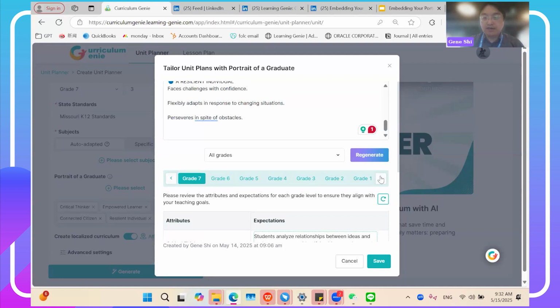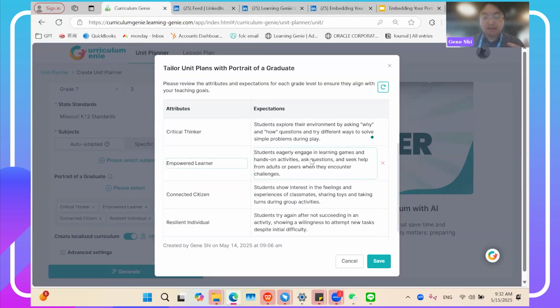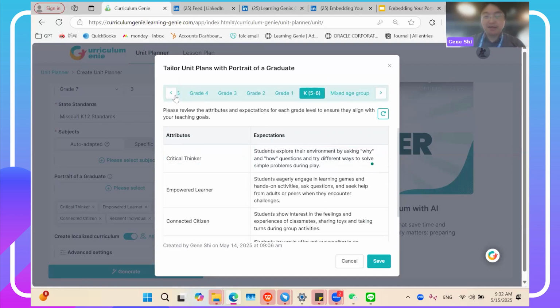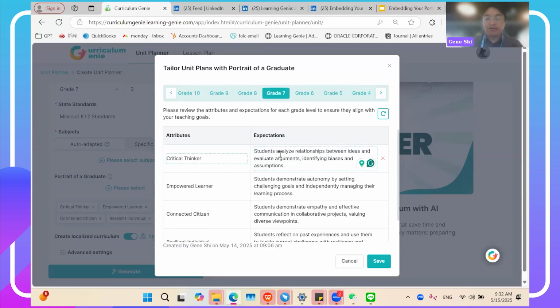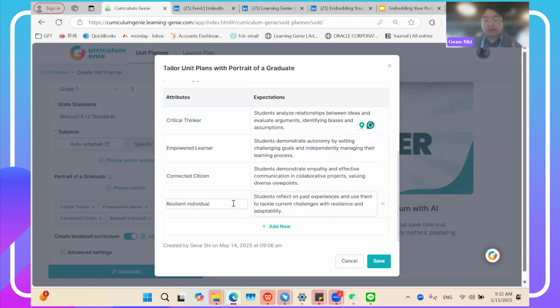I want to showcase, if I go to a K level, it's easier. Students explore the environment by asking why and how questions, and then try different ways to solve simple problems during play. So it's more in the play. So we try to first of all adapt to the grade level band. Also for resilient individuals, the students reflect on past experiences, use them to tackle current challenges with resilience and adaptability. If we're okay with that, we will save it.